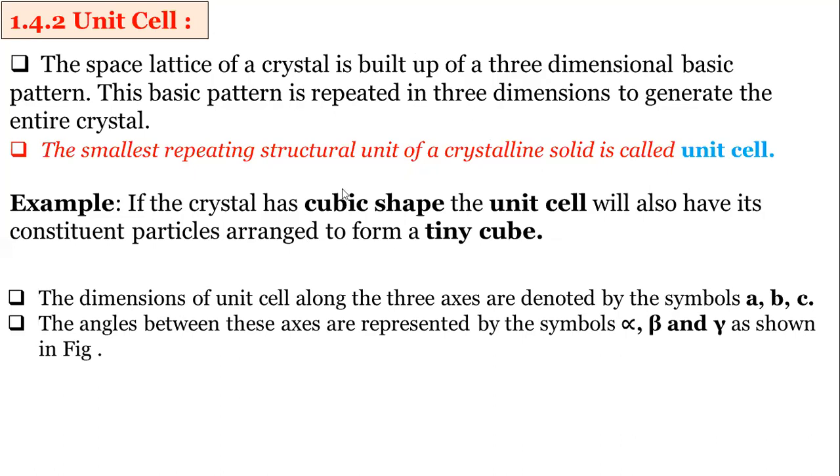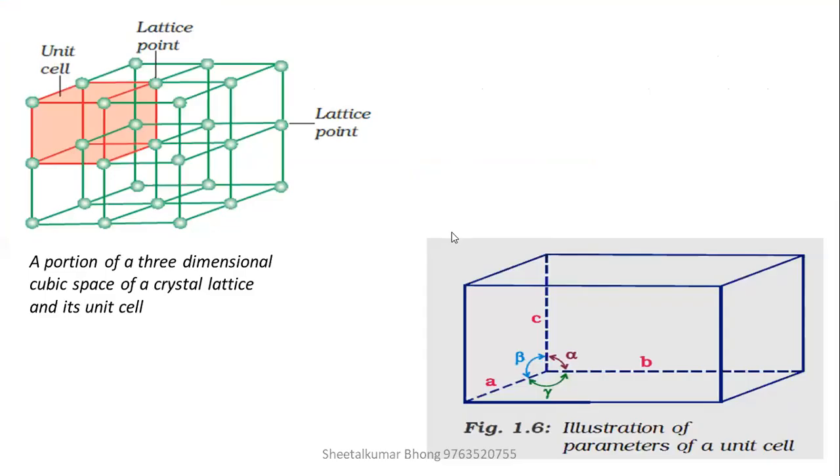Yesterday we also saw these examples of cubic unit cell. See, this is an example of a cubic unit cell. In this diagram, this red colored portion is the unit cell. These are the lattice points. So many unit cells combined together and a big crystal is formed. In this lower diagram, we can see the parameters of the cubic unit cell.